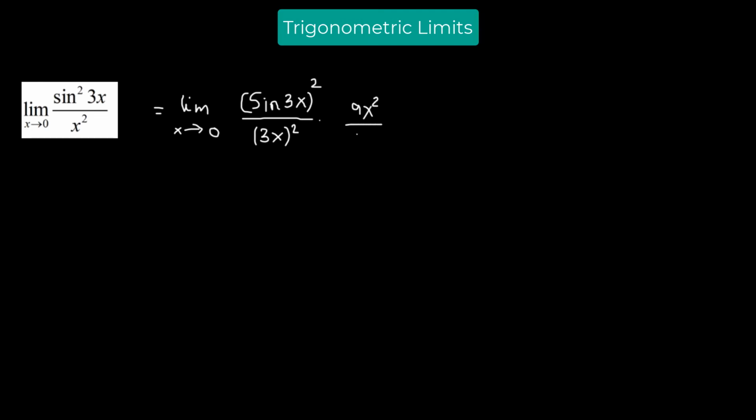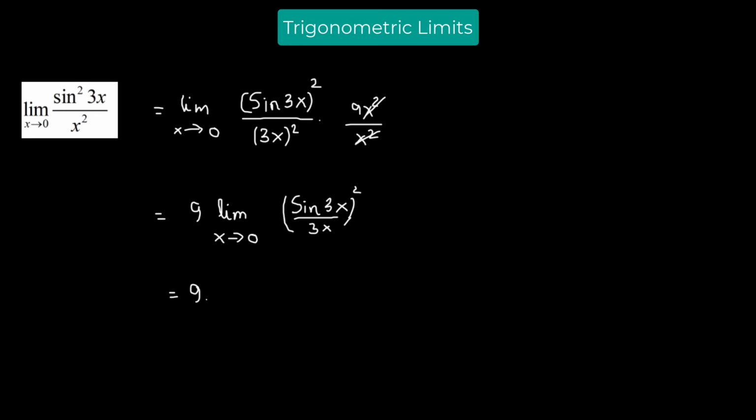And we already have the x squared term in the denominator. So that can be used to cancel out x squared from both the numerator and the denominator, leaving us with the constant 9. That constant 9 can be brought in front of the limit. So we have 9 times the limit x tending to 0 sine 3x whole squared, or we can rewrite it as sine 3x over 3x whole squared, and this limiting value is going to be 1.